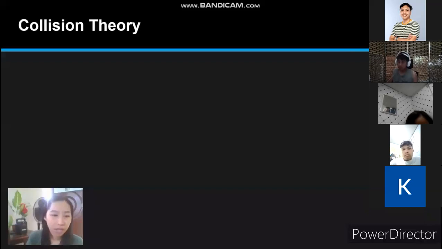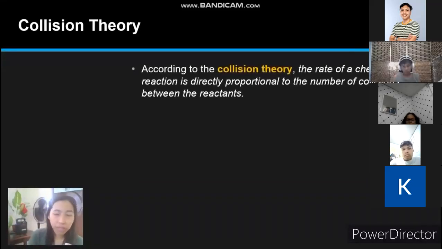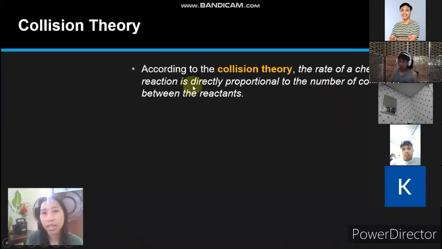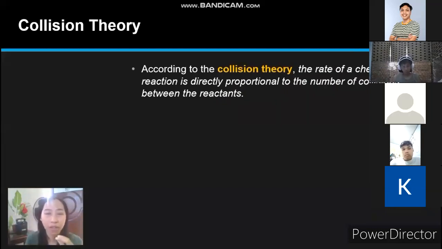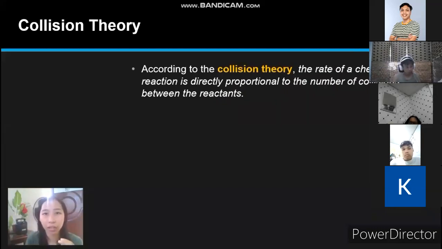Now, we have this what we call collision theory. Now, this theory states that the rate of a chemical reaction is directly proportional to the number of collisions between reactants. Pag maingon tag directly proportional, it means nga kung ang isa ka factor nagataas pod ang another nga factor, no? Or not really the factor, but mo siya cause and effect na scenario. If magtaas ang isa, mo taas ang isa pod.